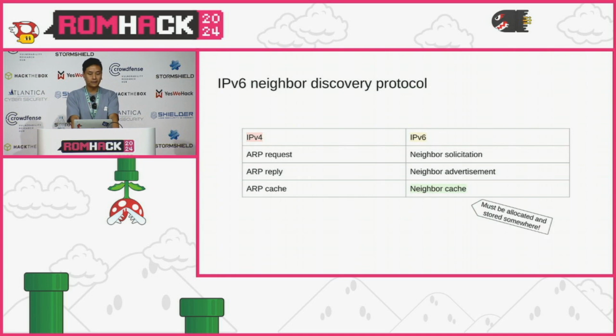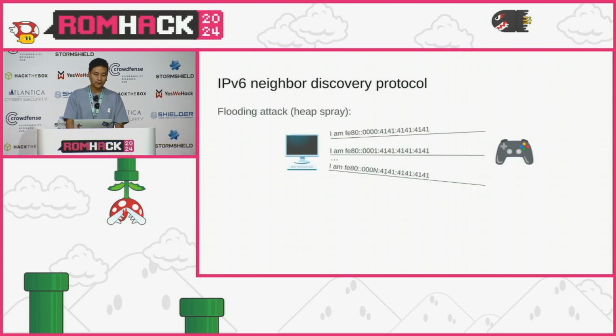And as indicated, there's a cache of IPv6 hosts with their corresponding MAC addresses, and that must be allocated and stored somewhere. What surprised me is that there was no size limit of that cache. So an attacker can just allocate a bunch of these entries using different IP addresses. That's basically what we do. We can mount a flooding attack and add a lot of entries to the neighbor cache, which is also our heap spray. So the computer can just say, hey, I am this address, hey, I am that address, and the console will store all of them in the linked list.